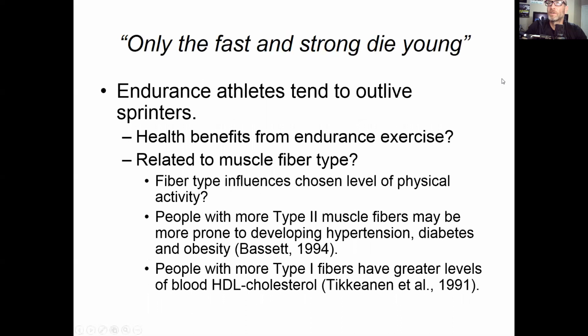Only the fast and strong die young. Oh, terrible. Endurance athletes tend to outlive sprinters. There may be health benefits for endurance exercise. Maybe this is related to fiber type. It's not clear. Fiber type influences chosen level of physical activity. That might be a sociological aspect. People with more type 2 muscle fibers may be more prone to developing hypertension, diabetes, and obesity. These can all be risk factors for cardiovascular disease. People with type 1 fibers have greater levels of blood HDL cholesterol, again, related to risk of heart disease.